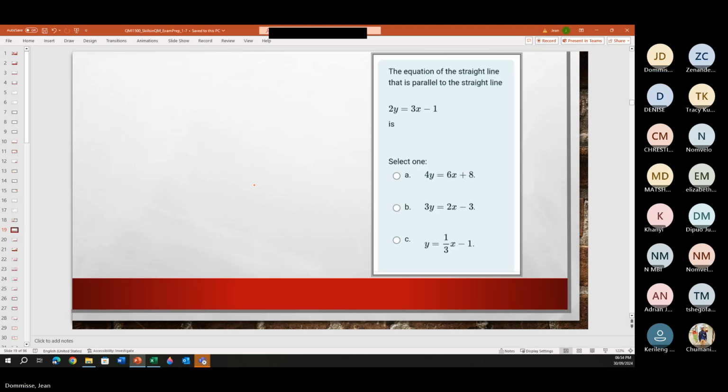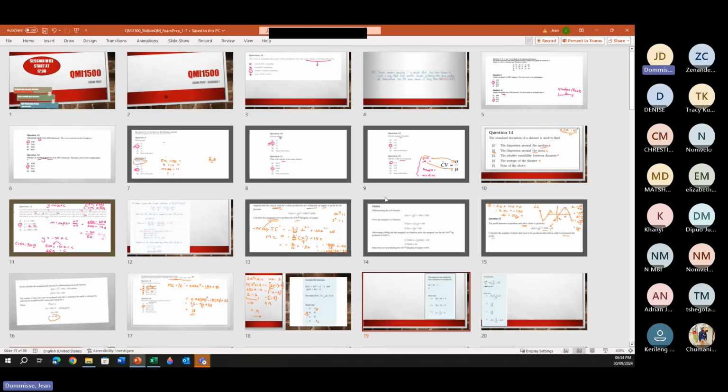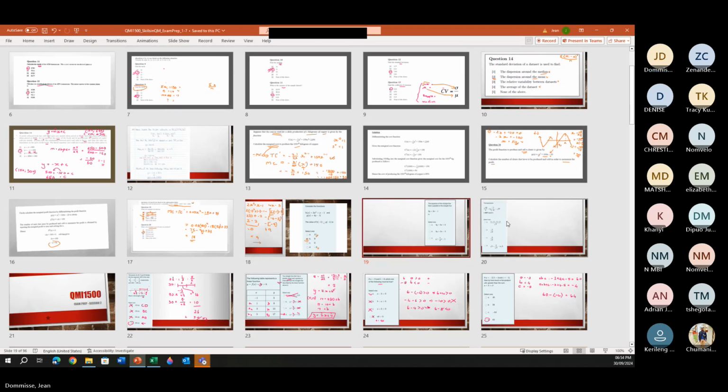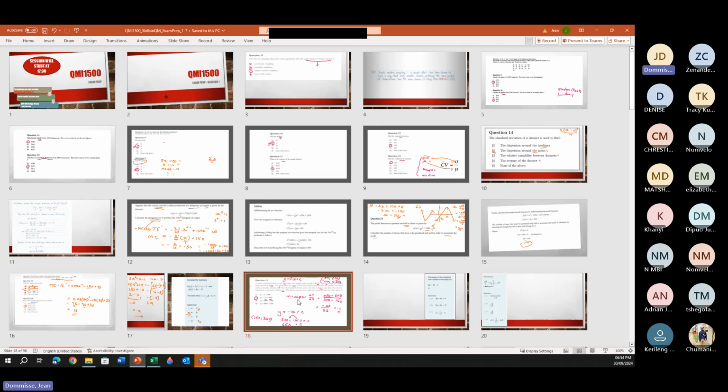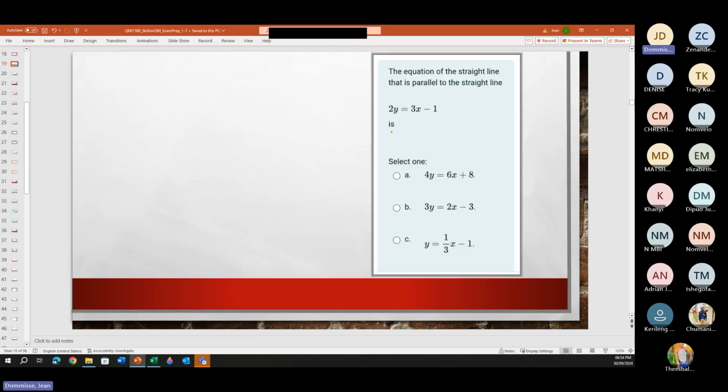Okay, so let me just, where was that one that we did with a straight line? I just want to add it. Okay, that we started off with, it was that one. I just want to add it to what we're doing now. So here they tell us that the equation of a straight line that is parallel to this line is.